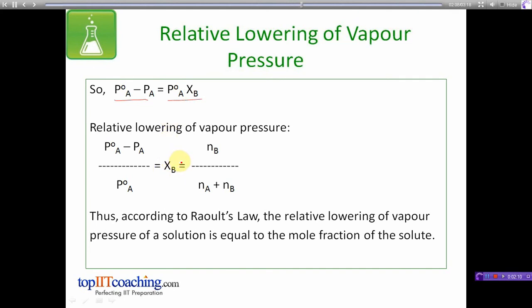On expanding XB, we can write it is equal to NB divided by NA plus NB, where NB is the number of moles of B and NA is the number of moles of A. So we can say that according to Raoult's law, the relative lowering of vapor pressure of a solution is equal to the mole fraction of the solute.